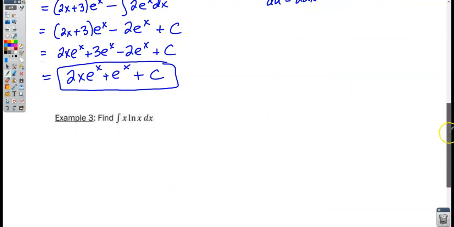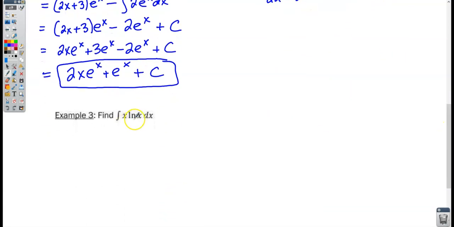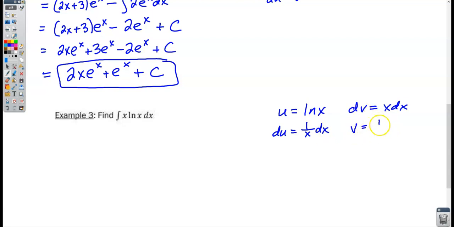Example 3. Find the integral of x natural logarithm of x dx. So here we're using LIPET again. Oh, logarithm, that's going to be my u. So u is going to be the natural log of x, because I've got an L and a P in this problem. And then dv is equal to x dx. I take the derivative of u. I take the integral of dv.